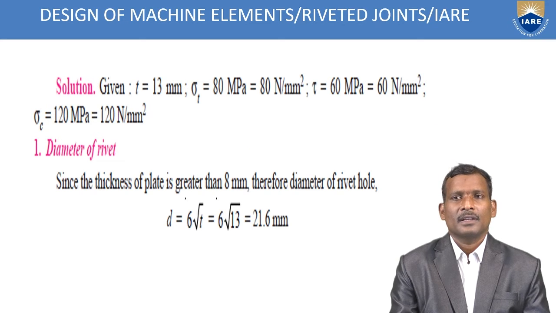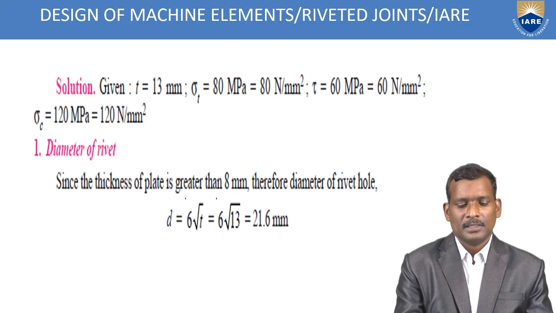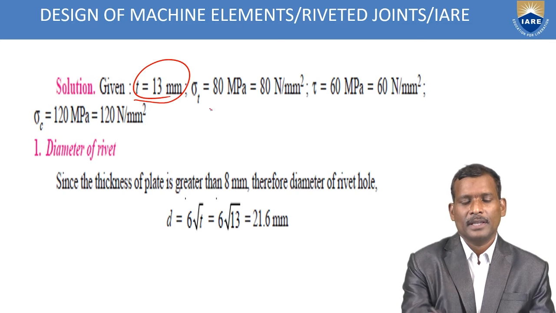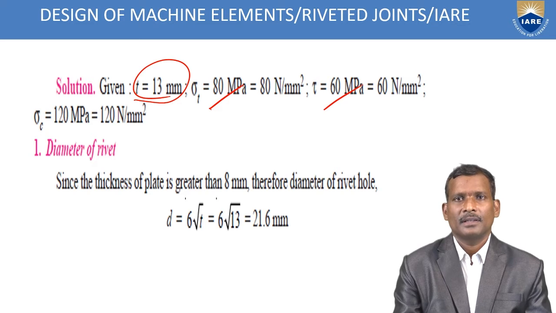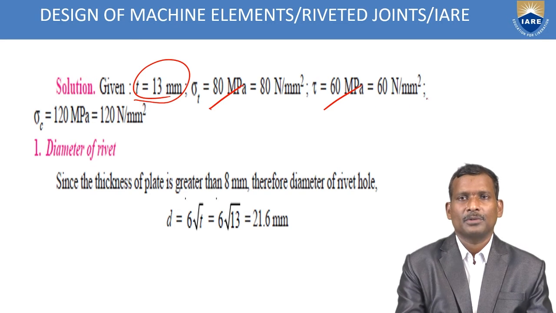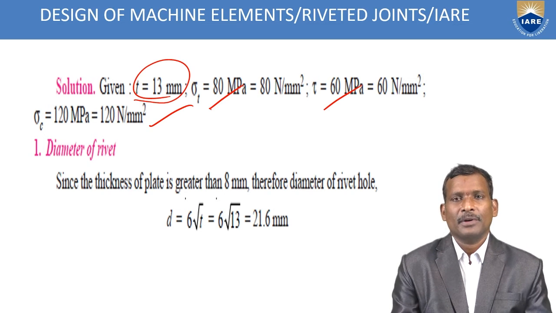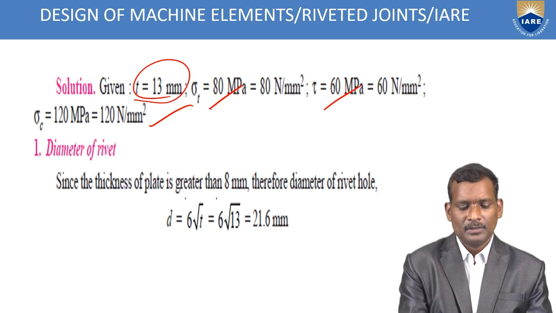First of all, write down the given data. Given data: thickness is 13 mm, sigma T 80, tau is 60, and you can convert megapascal into Newton per mm square, and the compressive stress. First calculate the diameter of the rivet. Here the diameter of the rivet is not given. Only the thickness is given, 13 mm, which is greater than 8 mm.